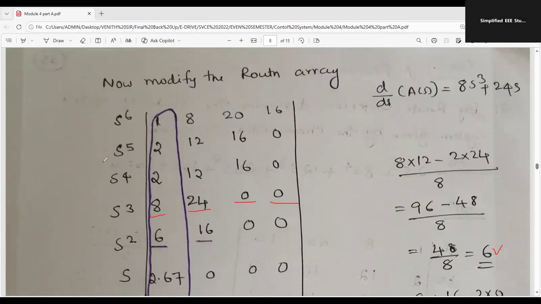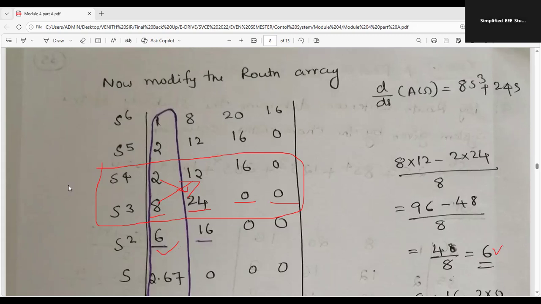Now do one thing. You can compute the remaining rows. How to compute the remaining rows? Consider the last two updated rows, that is corresponding to s to the power 3 and s to the power 4. Now you can calculate the unknown element. Let us calculate this element: 8 into 12 minus 24 into 2 divided by 8. Of course, I am able to get 96 minus 48 by 8, that is equal to 6. I could find the answer.